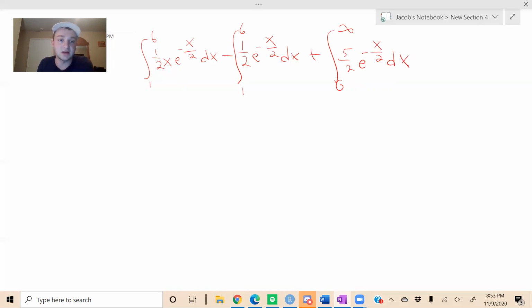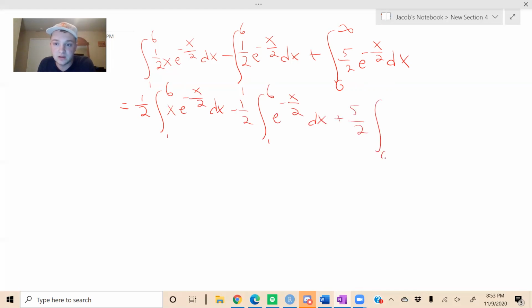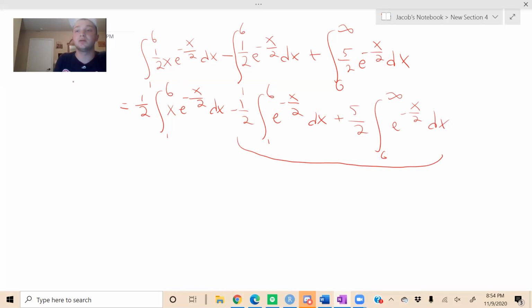So I'm going to pull all my constants out. So this is going to be 1/2 integral from 1 to 6 of x e to the negative x over 2 dx, minus 1/2 integral from 1 to 6 of e to the negative x over 2 dx, plus 5 halves integral from 6 to infinity of e to the negative x over 2 dx. Okay. These two integrals right here are fairly easy to solve. I will solve this one here by tabular integration. So I'm going to come over to the left side and do it over here.